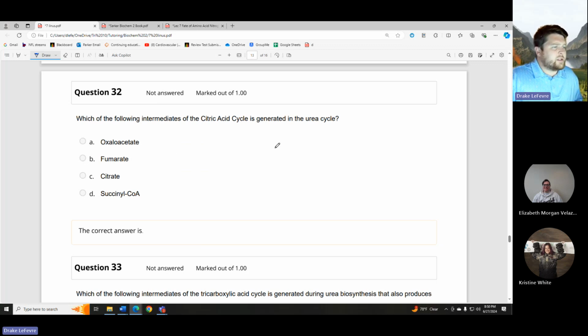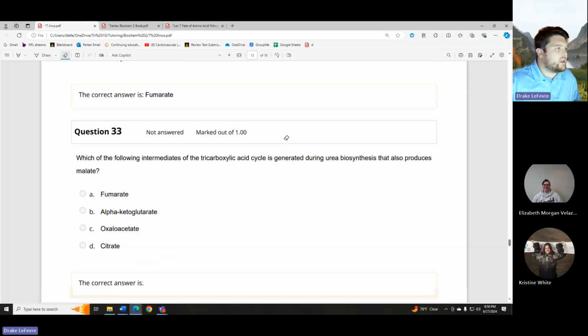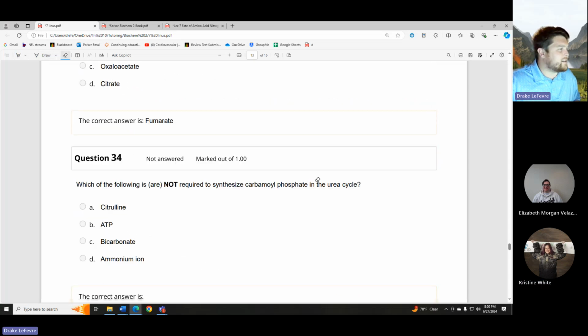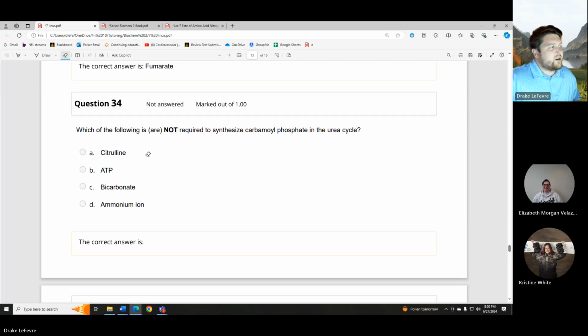Which of the following intermediates of the citric acid cycle is generated in the urea cycle? Fumarate. Which of the following intermediates of the tricarboxylic acid cycle is generated during urea biosynthesis that also produces malate? Again, fumarate. I have a feeling that he's probably going to include a question like this on the test because he asked it 1,000 times.